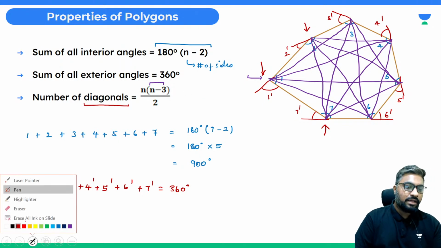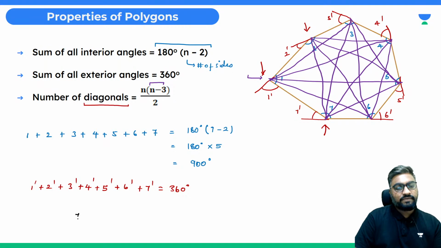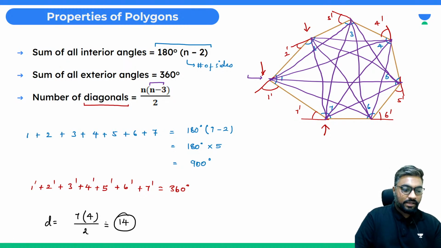So in our case, how many diagonals would we have? The number of diagonals would be 7 into 7 minus 3, which is 4, by 2, which is equal to 14. Yes, count them, you will find 14 diagonals.